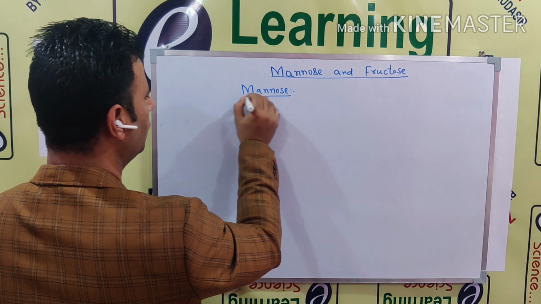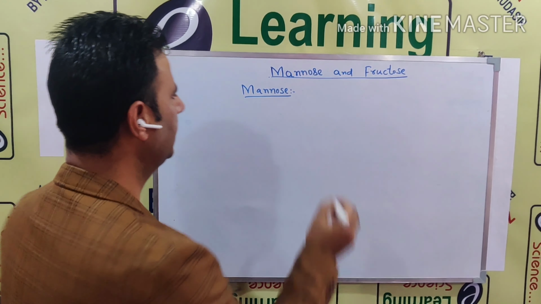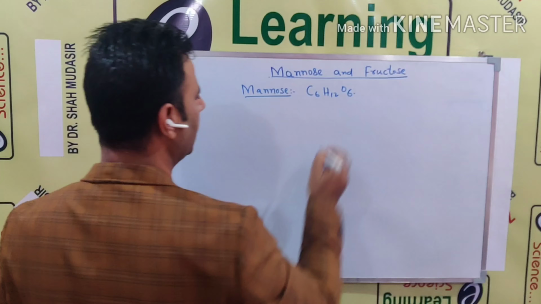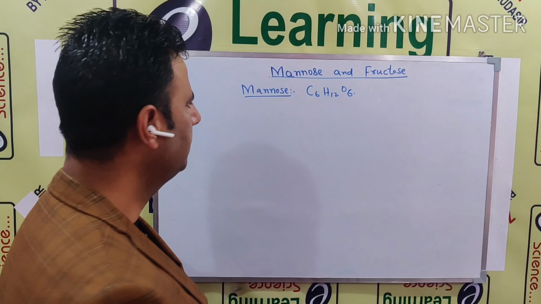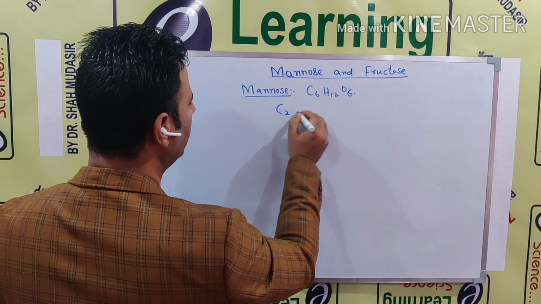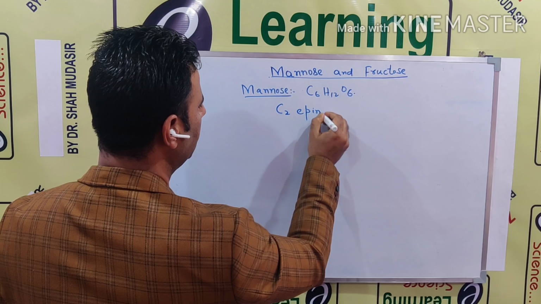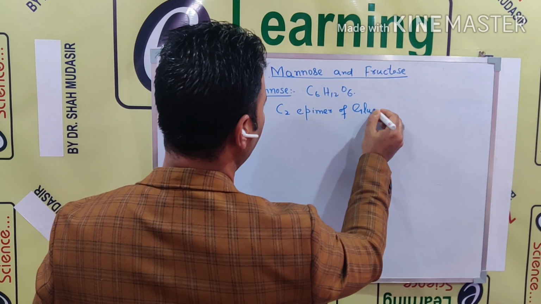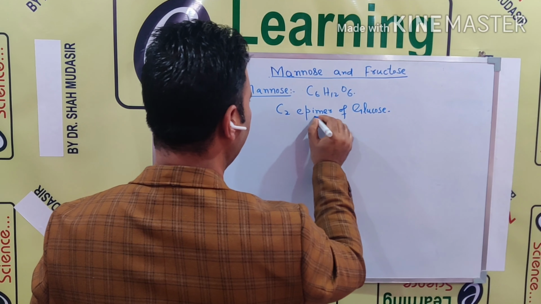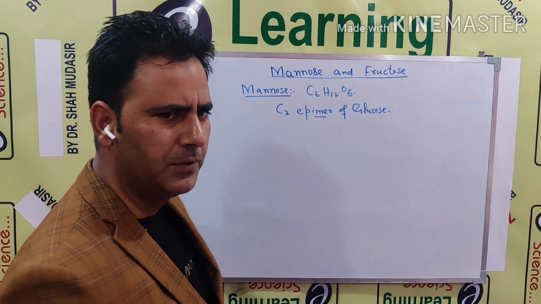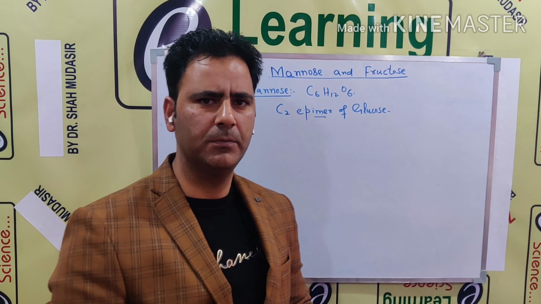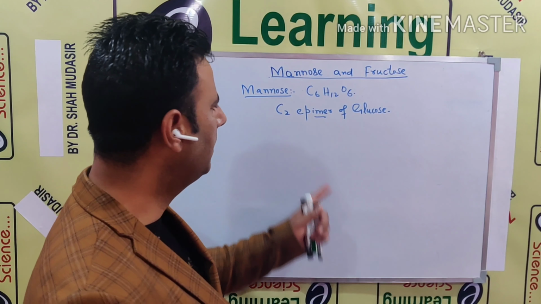Mannose, as you know, is represented by the formula C6H12O6, and this mannose is a C2 epimer of glucose. It means epimers are those isomers which differ in the arrangement of the hydroxyl group around a particular carbon atom. And here it is a C2 epimer of glucose.